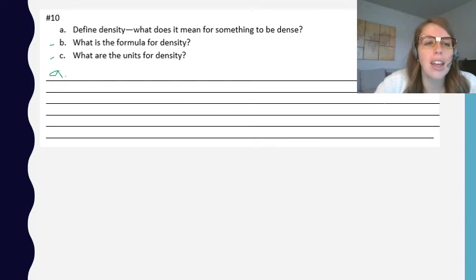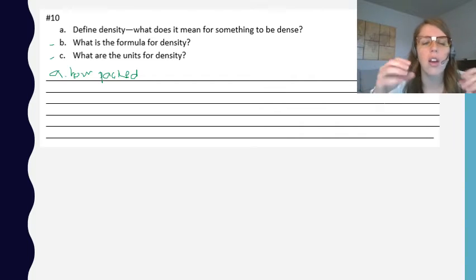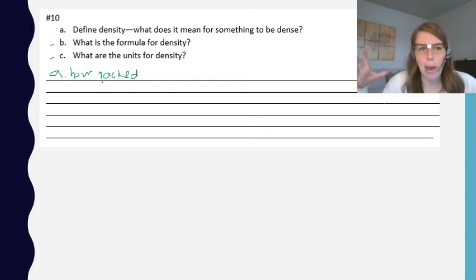So what we mean by density is how packed the molecules or the material is. I cannot write all of that out, we'd be here forever, but you can write out how packed the materials are. Okay, so you can write that out: how packed the molecules or materials are. The more packed they are, the more dense they are. The less packed, the less dense.